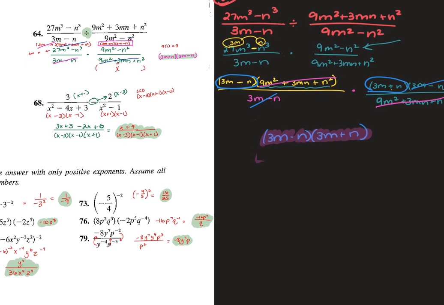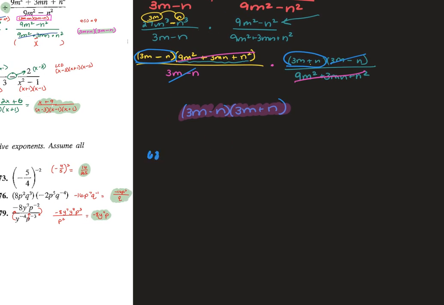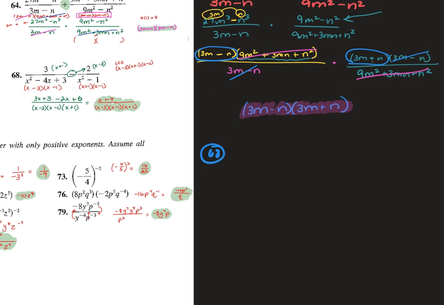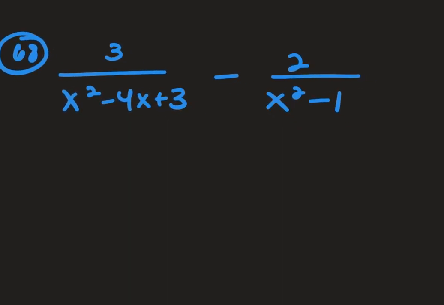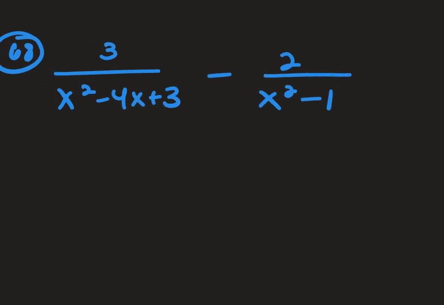Okay, and then 68. Now we're subtracting fractions. So we need the denominator to be the same. I start by factoring out. This would be x minus 3 and x minus 1. This would be x plus 1 and x minus 1.